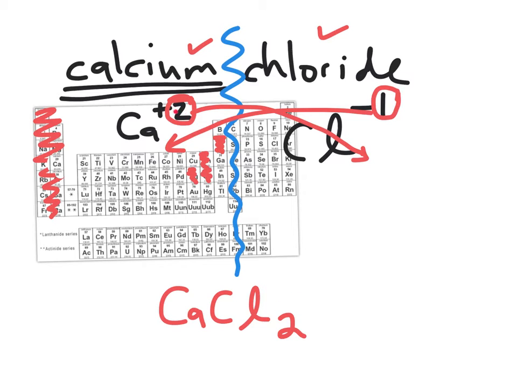By the way, when we're looking at these charges, the only time we're not going to cross these charges down is if they're the same number. So if this was a 2 and this was a 2, we would actually just smush these two elements together. Or if this was a 1 and that was a 1, we would just smush them together. So an example of something like that, maybe something like calcium oxide.